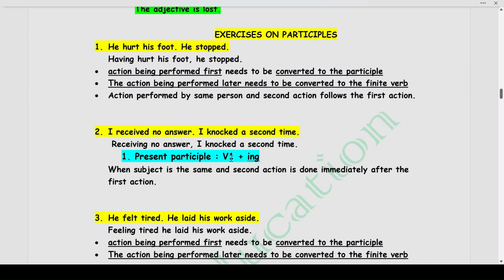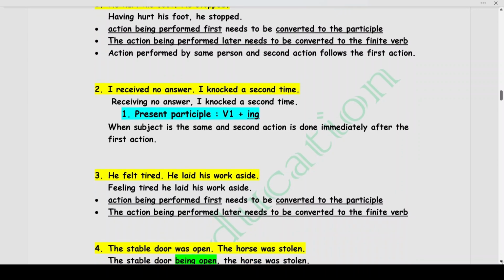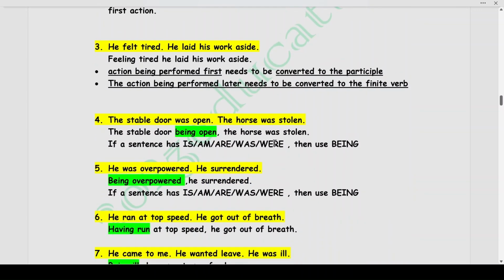The present participle becomes V1 plus ing. Receive plus ing becomes receiving. Next, third: he felt tired. He laid his work aside. Same thing. Feeling tired, he laid his work aside. It is the same explanation. The subject is the same, and because of the result of the first action, the second action is happening. He felt tired, so he laid his work aside. So felt becomes the participle feeling, and the second verb becomes the finite verb, laid.